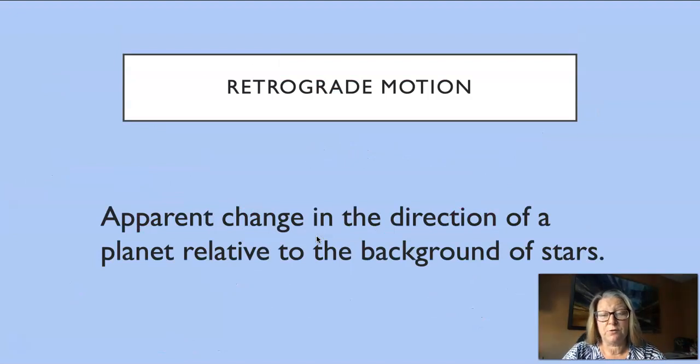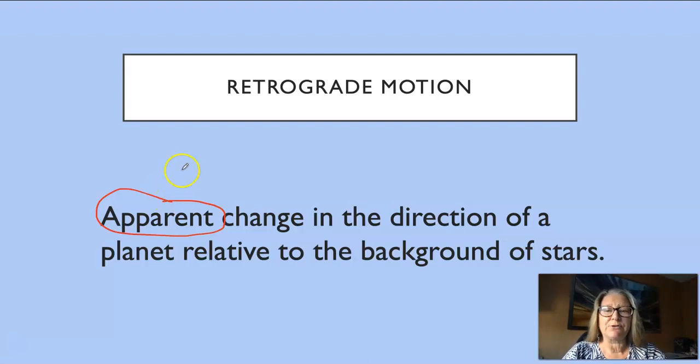Here's a definition for you. Retrograde motion: an apparent change in the direction of a planet relative to the background of stars. Now I want you to notice this word at the beginning of this definition, apparent. And that should tell you something about retrograde motion, which is that it isn't actually happening. It appears to be happening. But we'll get back to that.